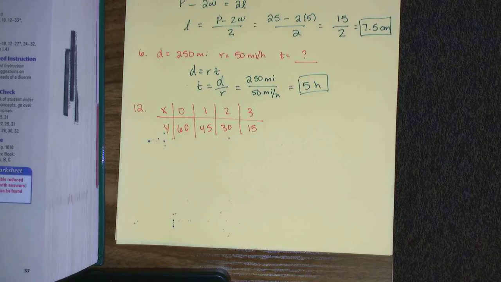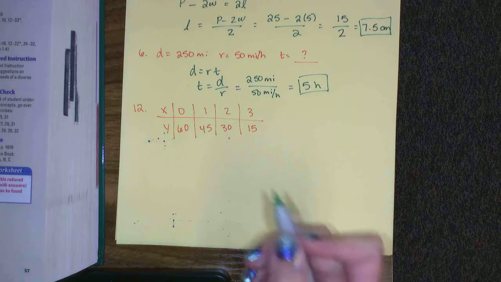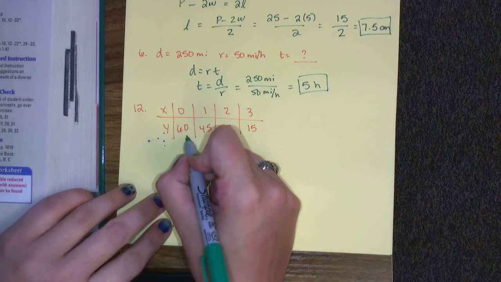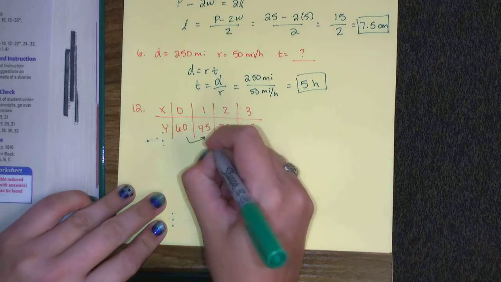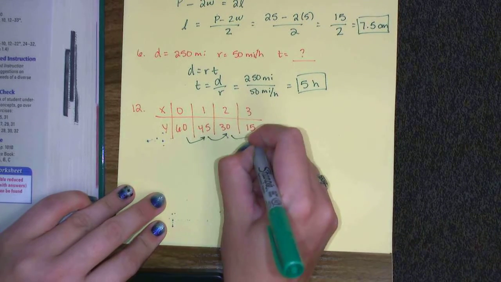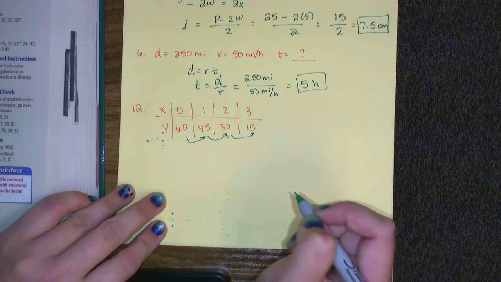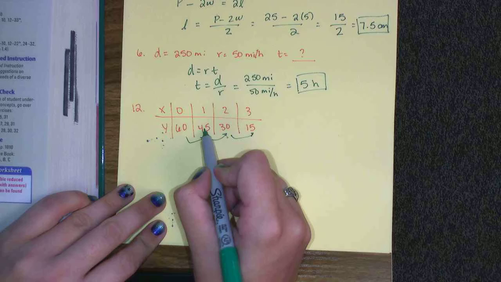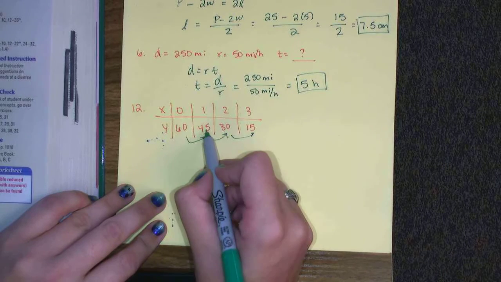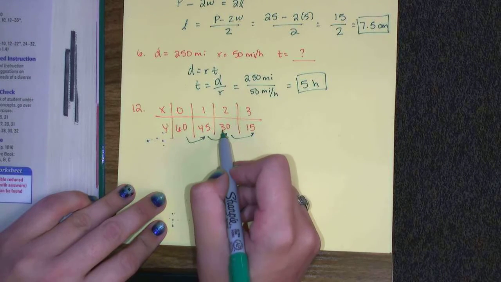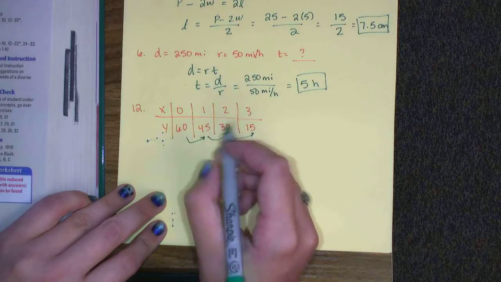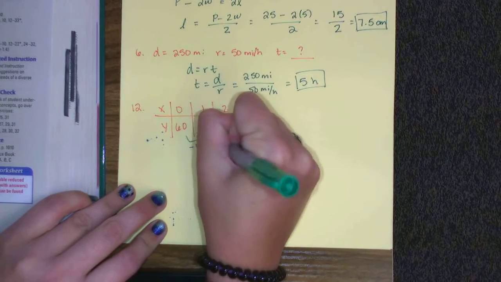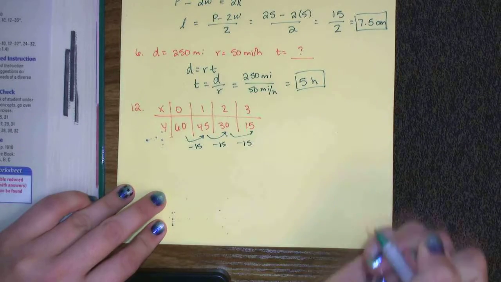Yep, so this one is the one for finding patterns. Okay, so we want to look at how we get from here to here, how we get from here to here, and here to here. What are we doing every single time we move from one down to the next one? Subtracting 15. That's what's happening every single time.